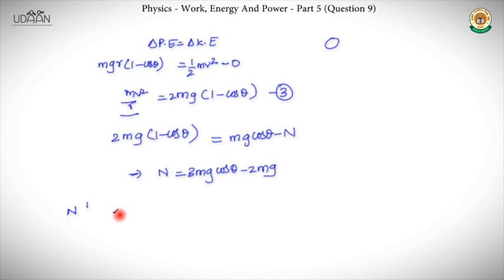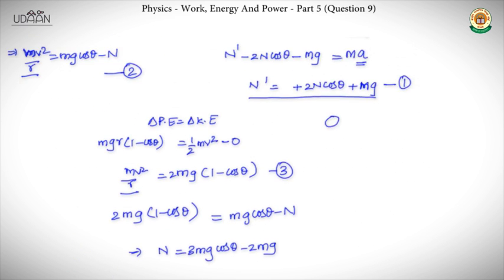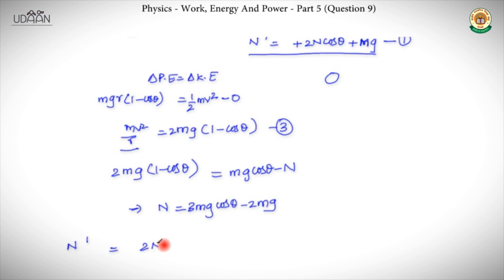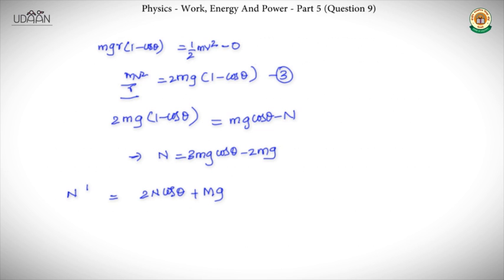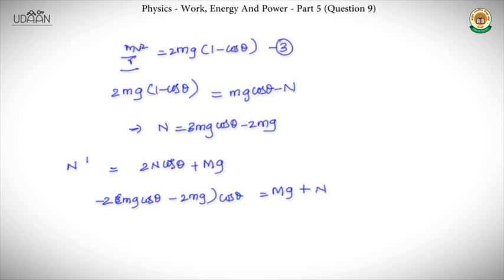N dash is equal to 2N cos theta plus capital Mg. Just by solving the equation we will be getting minus 2 into 3 mg cos theta minus 2 mg into cos theta is equal to capital Mg plus N.